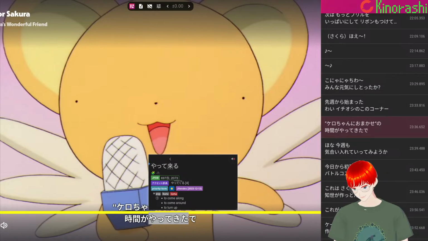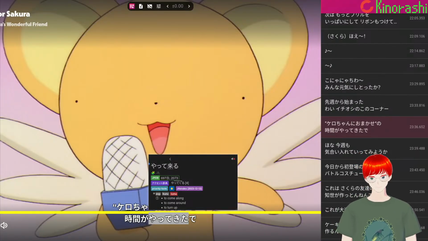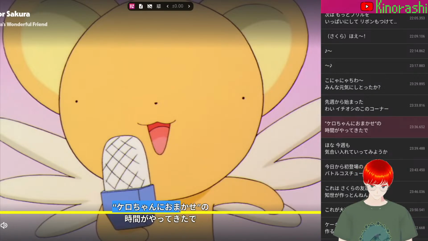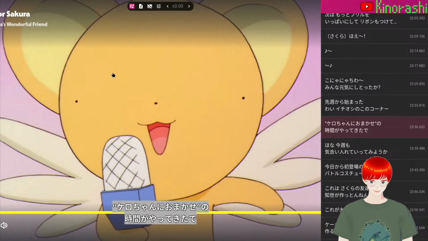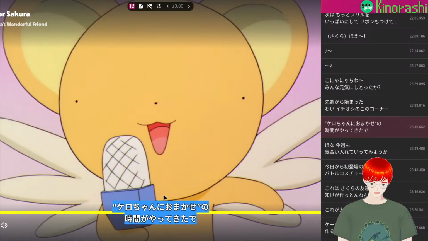Kero-chan ni omakase, or leave it to Kero-chan, no jikan ga yatte, so leave it to Kero-chan time or hour, ga yatte, to do and come. So it came time to do. I'll leave it to Kero-chan, and that can be used like yo in the Kansai accent. It's time to leave it to Kero-chan. So, Kero-chan ni omakase no jikan ga yatte kita de.